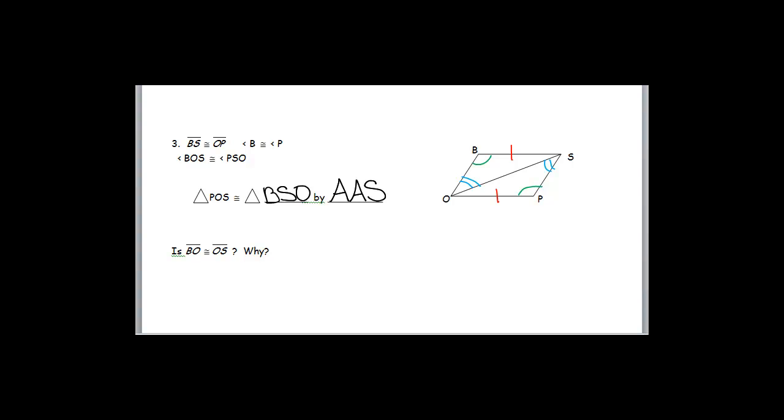Now, trying to determine the next question, segment BO, that's right there in the congruent statement, is congruent to segment OS. Well, that's no good because those 2 parts do not match up. So no, they are not congruent, and we'll go ahead and say the parts don't match. You can't use CPCTC if the parts don't match up.